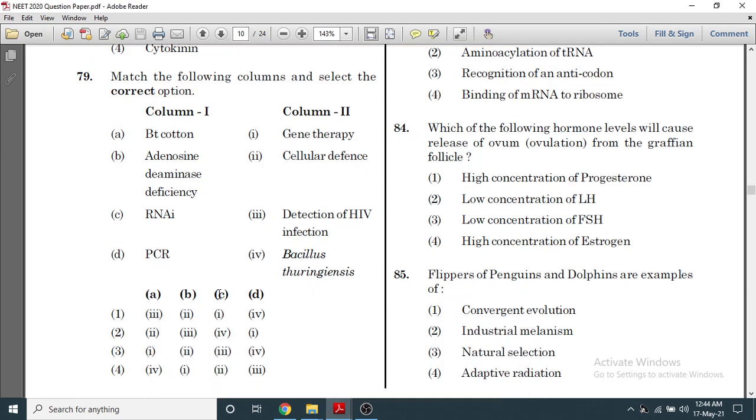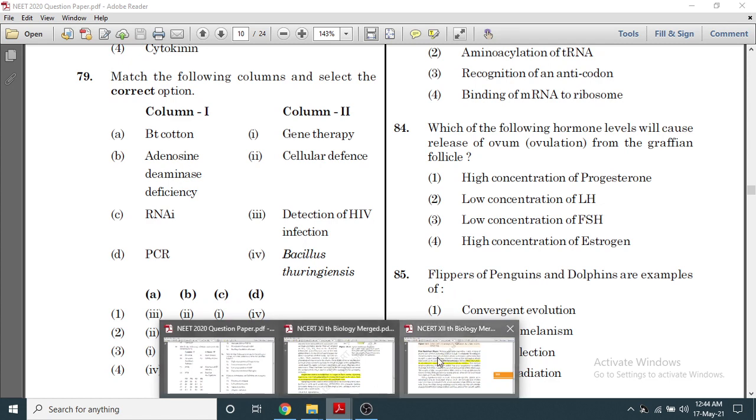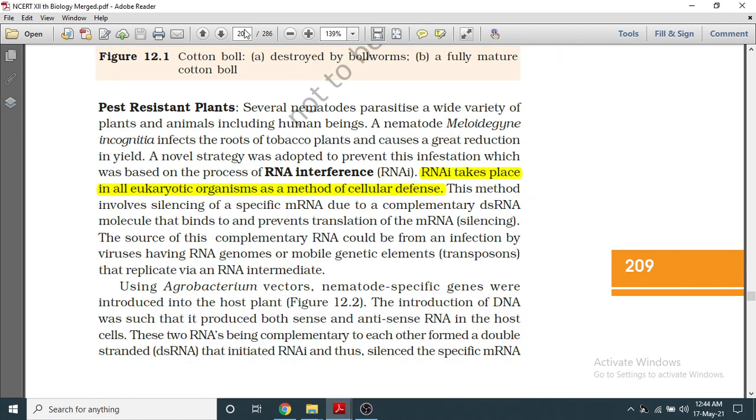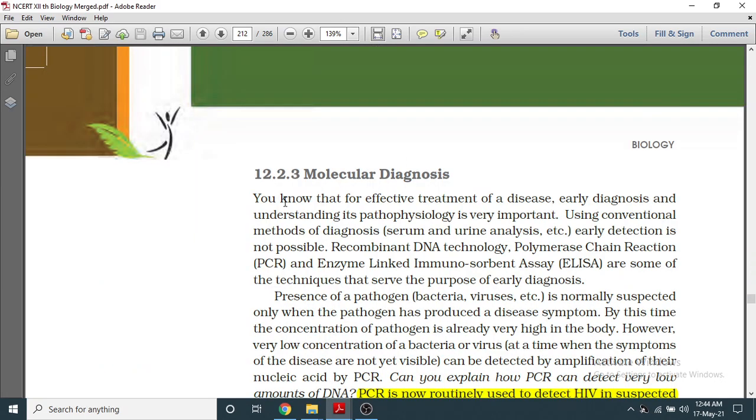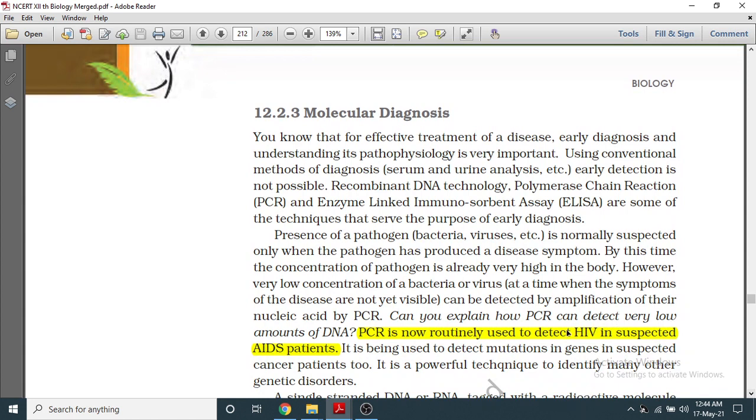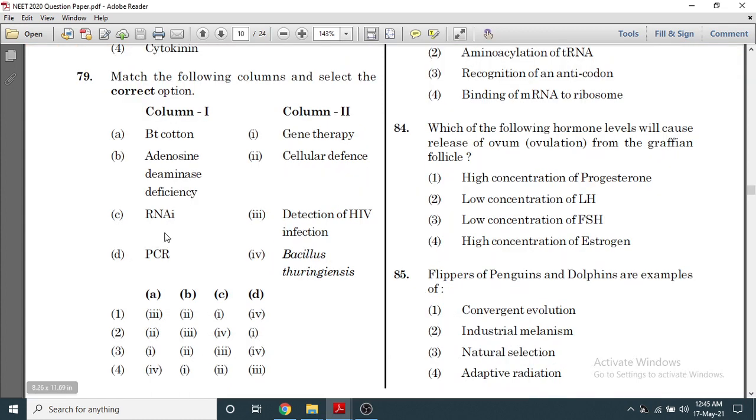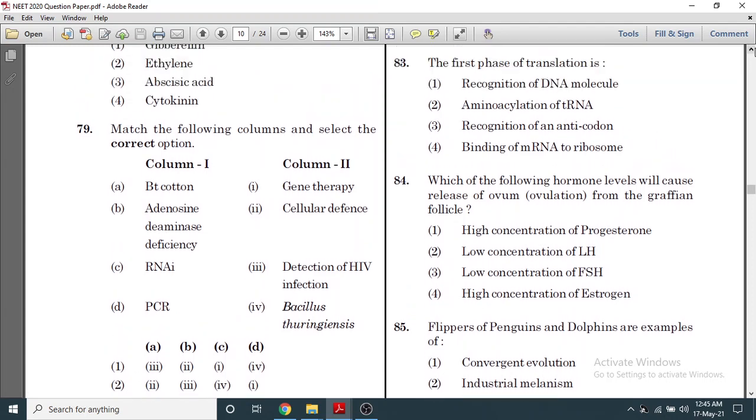So now we have PCR. Now move on to page number 212, PCR. In the molecular diagnosis section you will find PCR is now routinely used to detect HIV in suspected AIDS patients. So for question number 79, option number 4 will be the correct answer. Now move on to the next question.